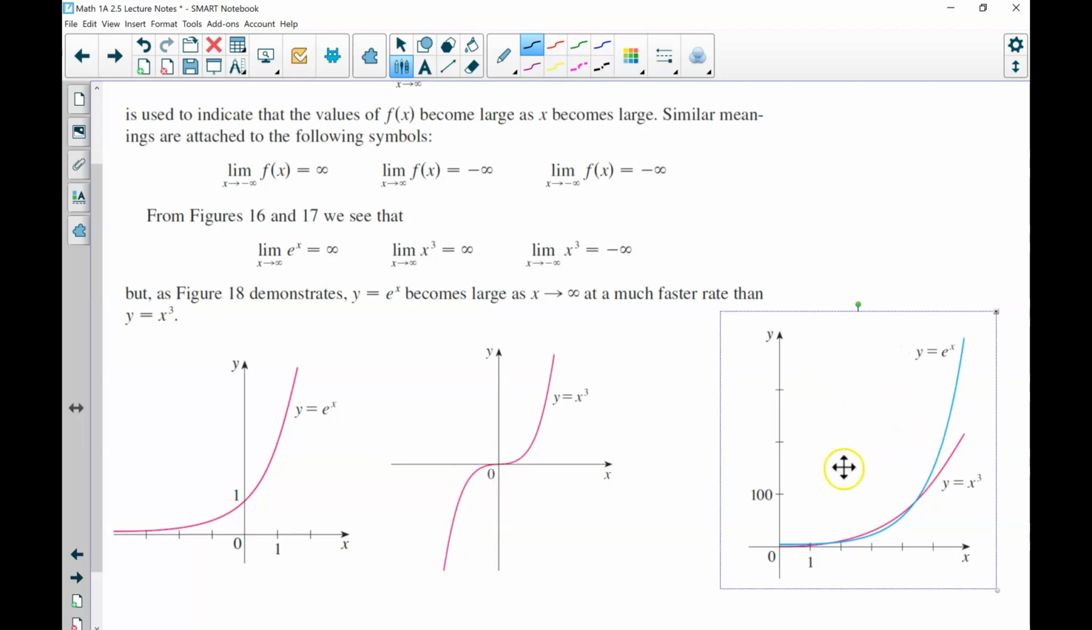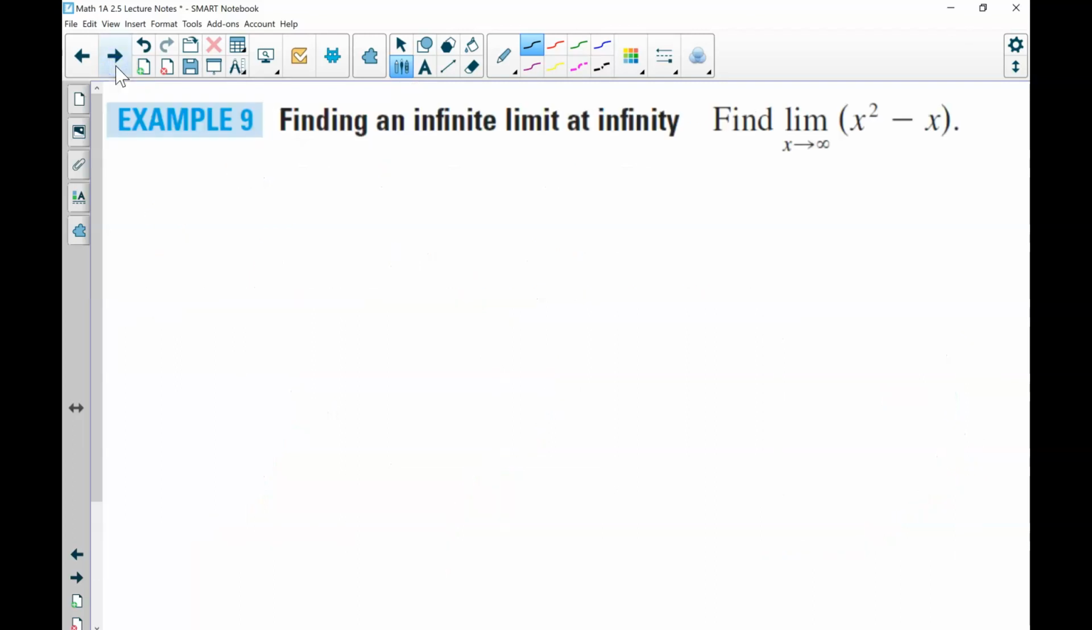Now if we look at this figure, this demonstrates y is equal to e to the x becomes large as x is approaching infinity at a much faster rate than the cubic function y is equal to x cubed. Okay, so we want to be able to find an infinite limit at infinity. We want to find the limit as x is approaching infinity of x squared minus x.